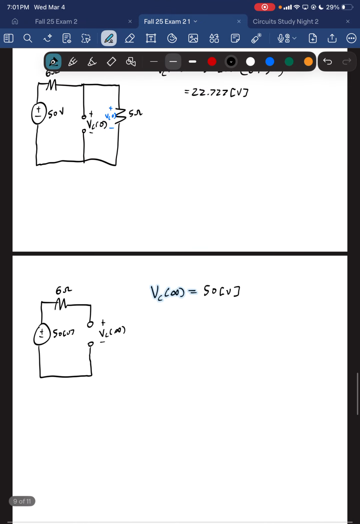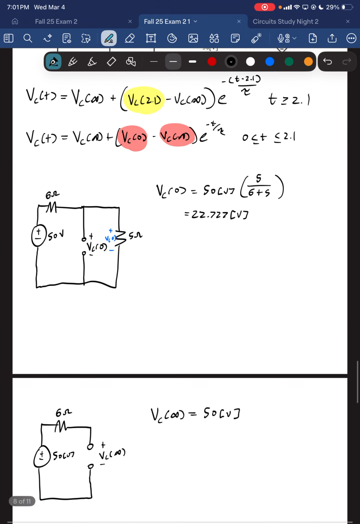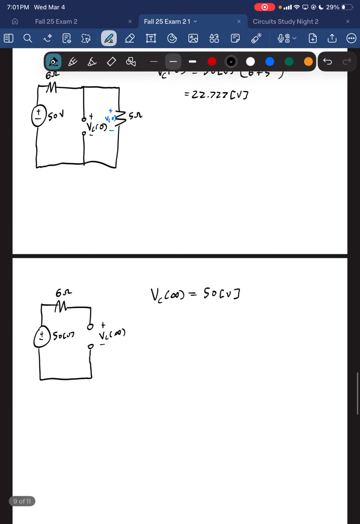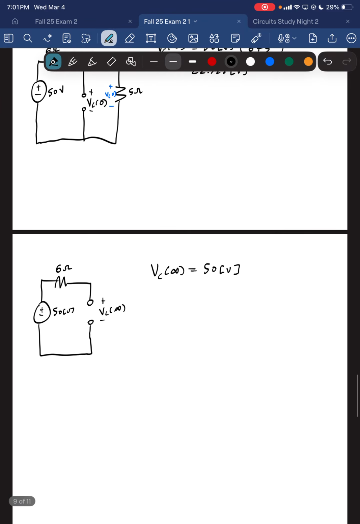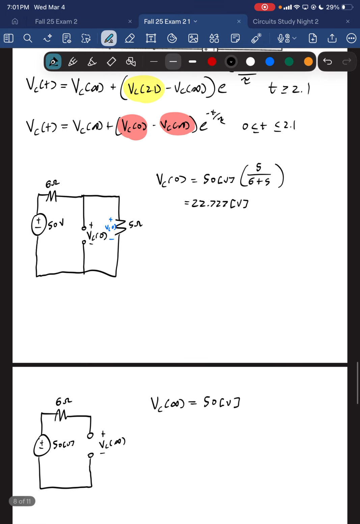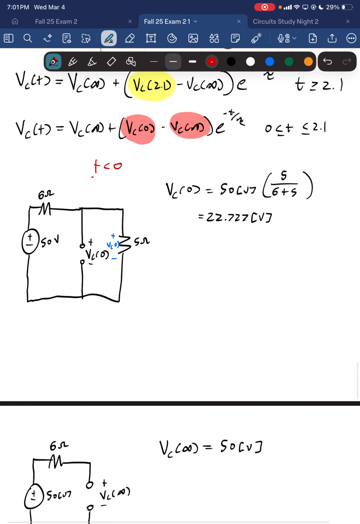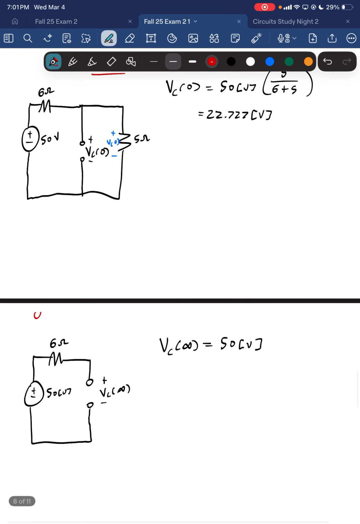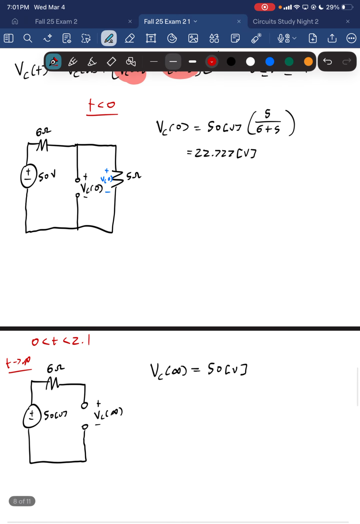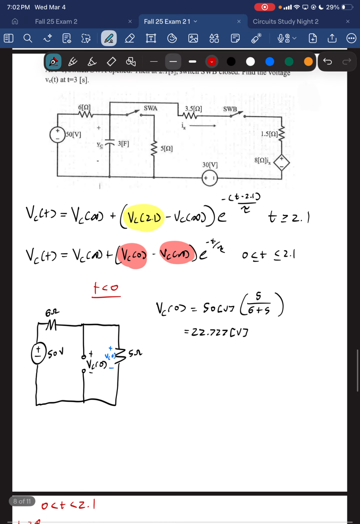Okay, yeah, so that's our VC of infinity, and that's what we're going to use in our first equation. What's open, what's closed for this one again? So at this point, let me draw time frames here. This is t less than 0. This is for 0 less than t less than 2.1. However, we are taking it as t approaches infinity. That's why we can draw it as an open circuit. A is open, B is closed.